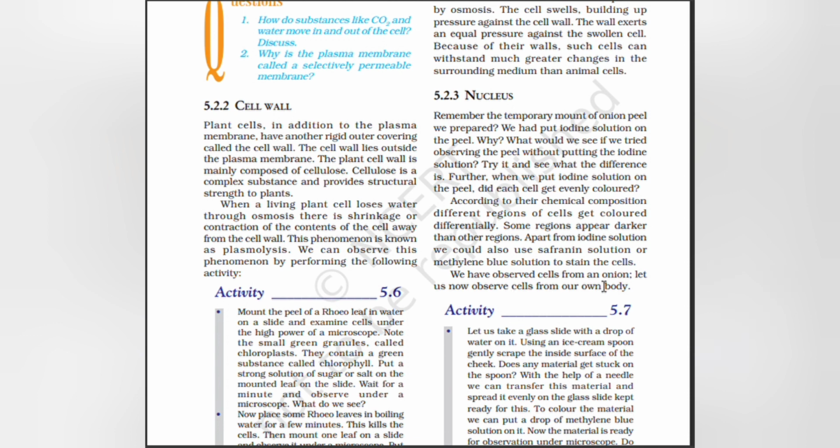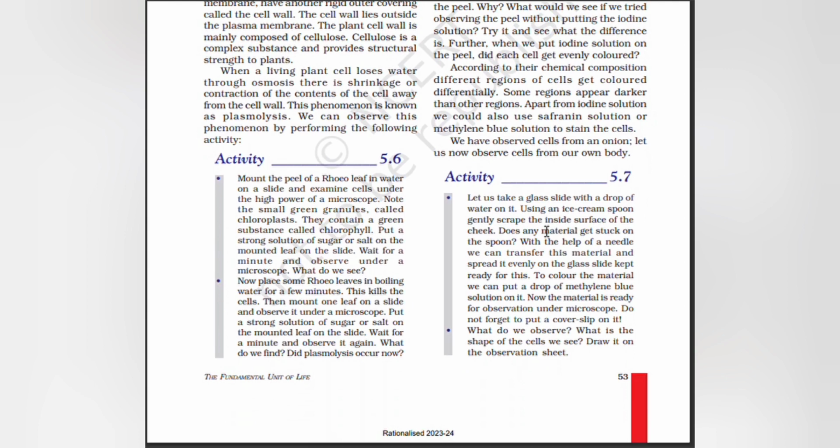We had observed cells from an onion. Let us now observe cells from our own body. Let us take a glass slide with a drop of water on it. Using an ice cream spoon, gently scrape the inside surface of the cheek. Does any material get stuck on the spoon? With the help of a needle, we can transfer this material and spread it evenly on the glass slide kept ready for this. To color the material, we can put a drop of methylene blue solution on it. Now the material is ready for observation under the microscope. Do not forget to put a cover slip on it.